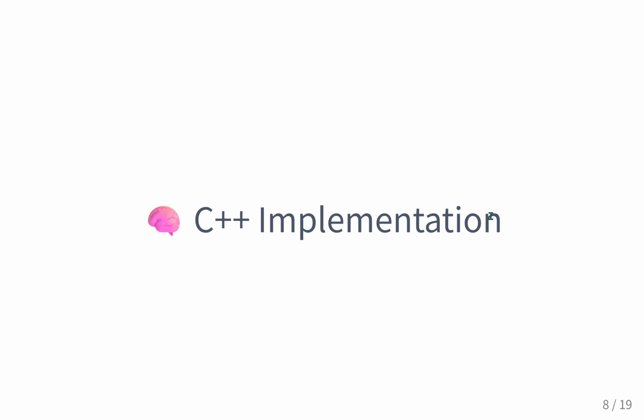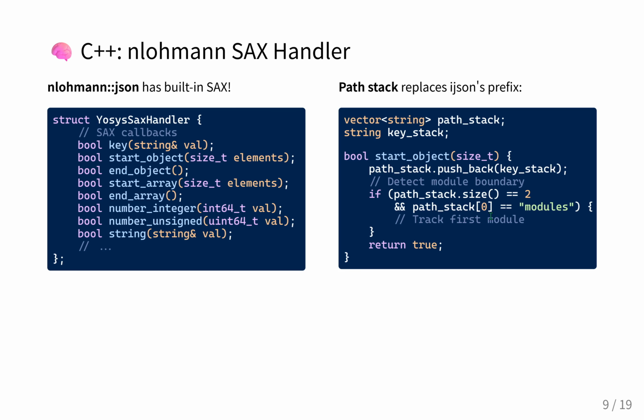Right, so the C++ implementation relies on a highly regarded library called nlohmann json. And unlike Python's ijson, this C++ library has a native built-in SAX handler. Meaning what, exactly? Meaning you don't just get a stream of data strings, you write highly specific callback functions. You tell the compiler exactly what function to execute when an object starts, when a key is read, or when a number is found. But without that handy prefix string that Python gave us, how does C++ track context?